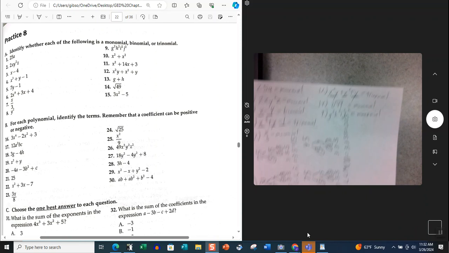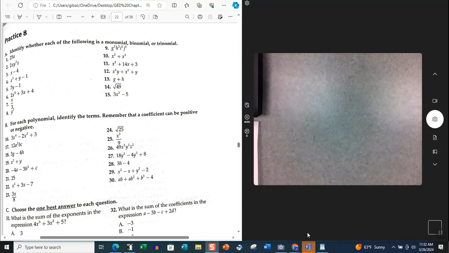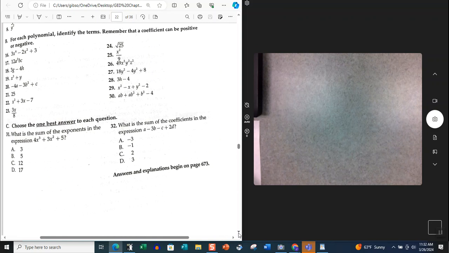Okay, so now we covered what will help you with problems 1 through 15. Now we come here to part B. It states, for each polynomial, identify the terms. Remember that the coefficient can be positive or negative. So I'm going to do about 5 problems for these terms, and then we'll move on. I think I'll start with problem 16.